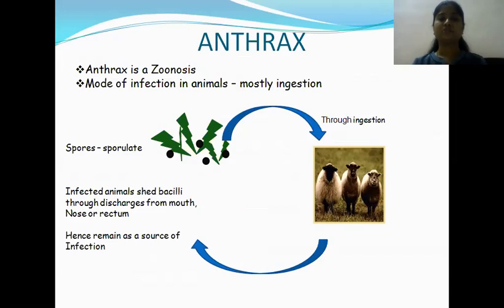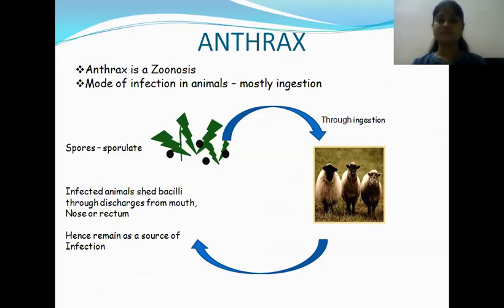The sheep and cattle are commonly affected. These are grazing animals, so these graze on the vegetation around. The spores of the bacilli are present on the vegetation and these spores are ingested by the animals. In this way, the bacilli or the spores enter into the animals and the animals suffer from the disease.